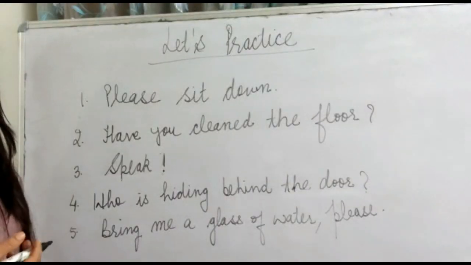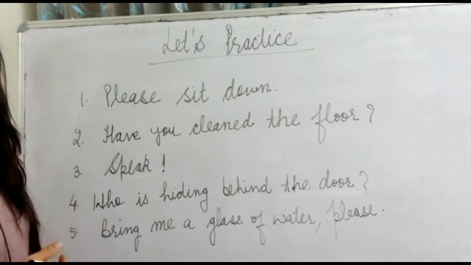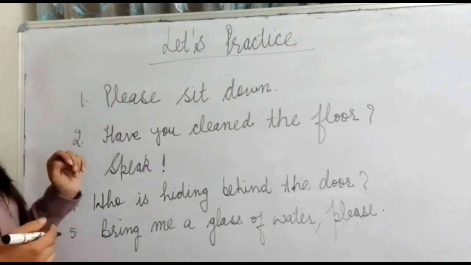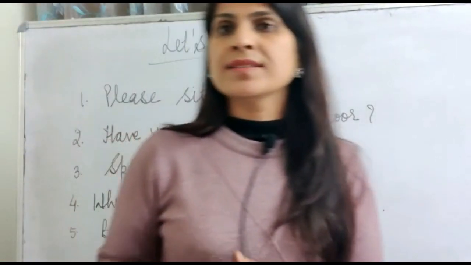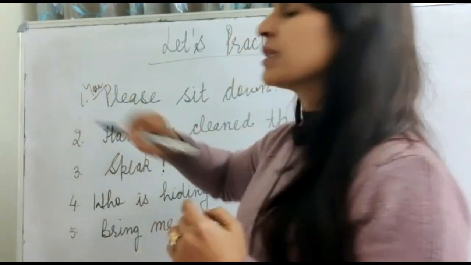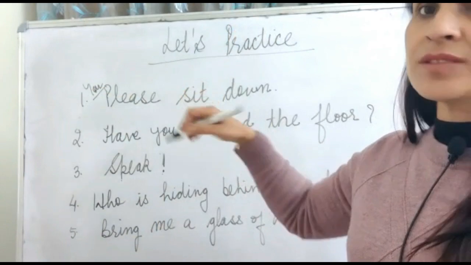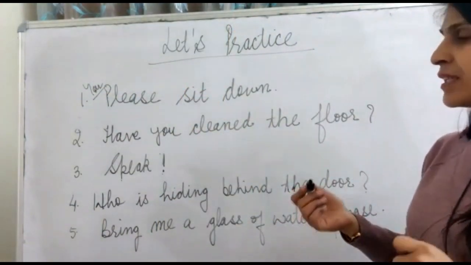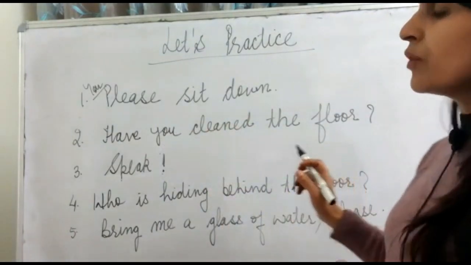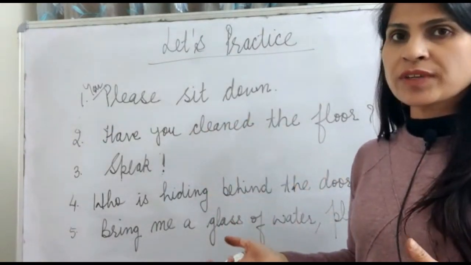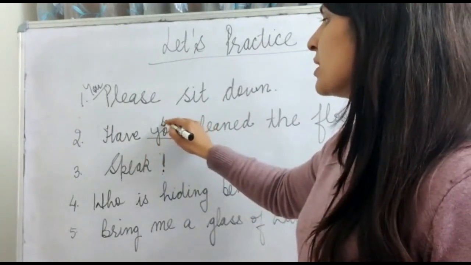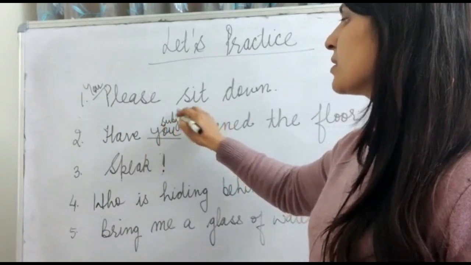Now, let's have a practice exercise and try to find the subjects in these given sentences. First sentence is, please sit down. In this sentence, we know that this is an imperative sentence. So, the subject is you. The subject is you in this sentence because this is an imperative sentence. Please sit down. Second sentence. Have you cleaned the floor? Now, who has done the action of cleaning the floor here? It is you. So, you is the subject in this sentence.